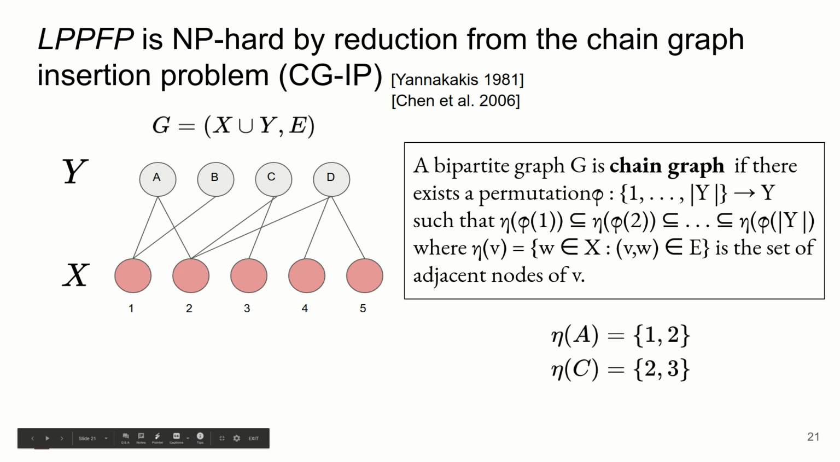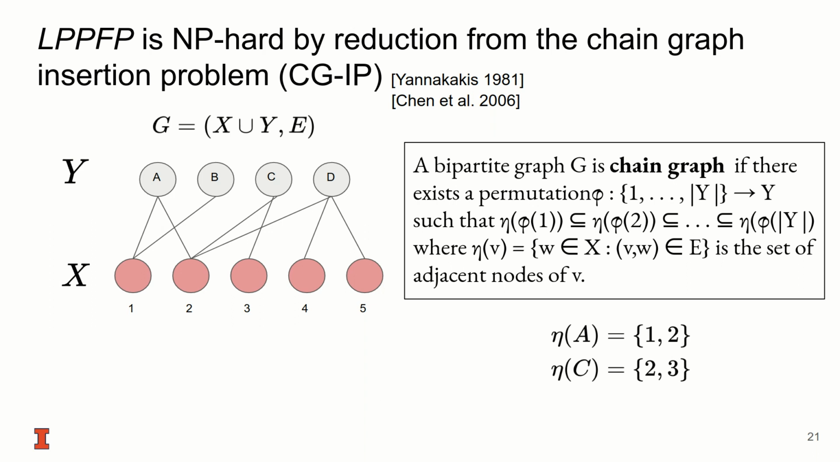In our paper, we showed the linear perfect phylogeny flipping problem is NP-hard by reduction from a known NP-complete problem, the chain graph insertion problem. If we're given a bipartite graph G with vertex sets X and Y, we can define the neighborhood of each vertex in Y as the set of vertices in X that are adjacent to that vertex. For example, the neighborhood of A is the set containing vertices 1 and 2 in X.